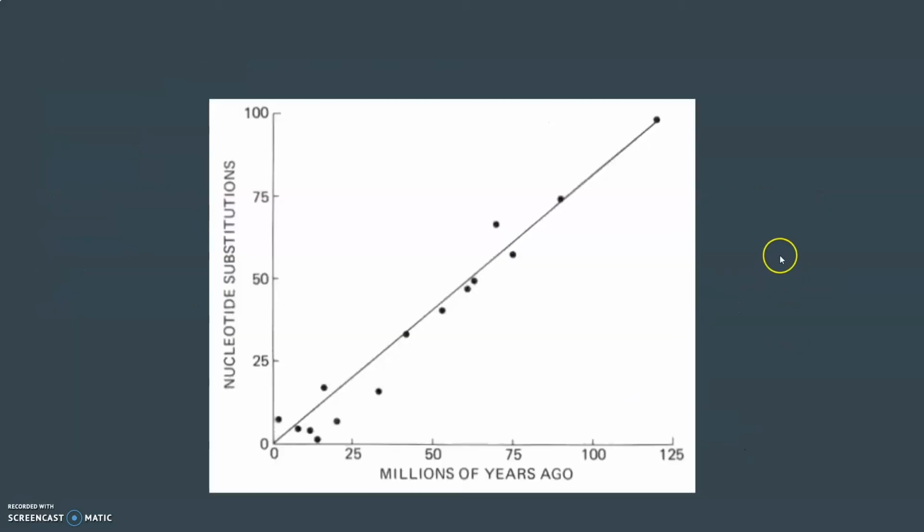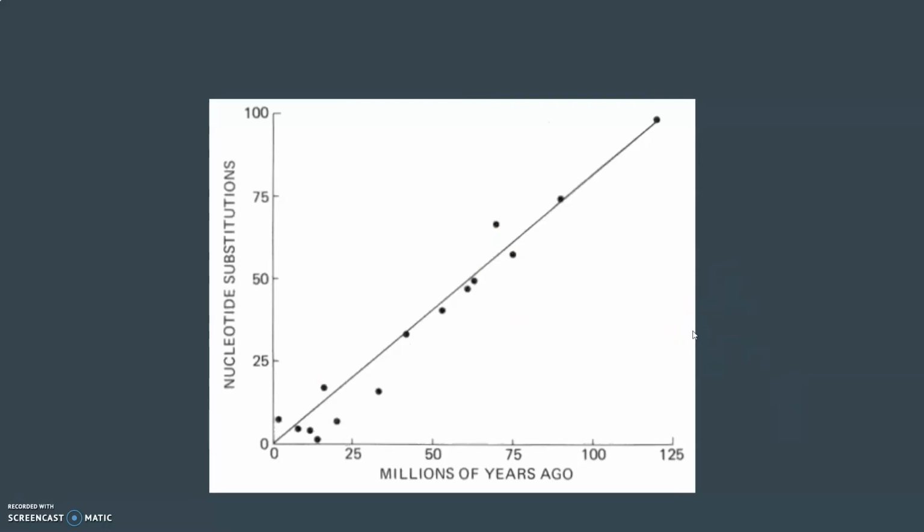So this is a graph that's a molecular clock. And the way this is created is basically in 3 steps. You find the number of genetic differences. In this case, it's nucleotide substitutions, but it could also be codon sequence differences. It could be a number of things. So you find the number of genetic differences, then you date the evolutionary branch points based on the known points from the fossil record, and then you just graph it. And then you can get a rate at which evolution is occurring.